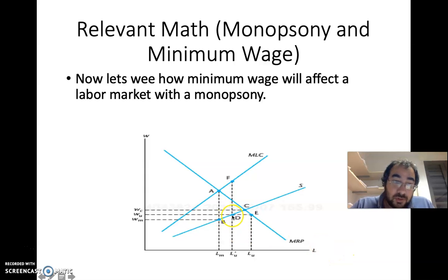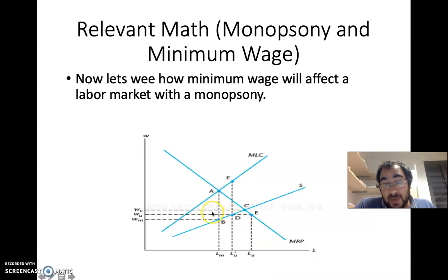Why? Because previously, WM was the wage we needed to pay to attract LM number of workers, and in order to get one more worker, we needed to pay a higher wage to that new worker, and since we pay the same wage to all workers, we needed to raise the wage of all of our labor force.